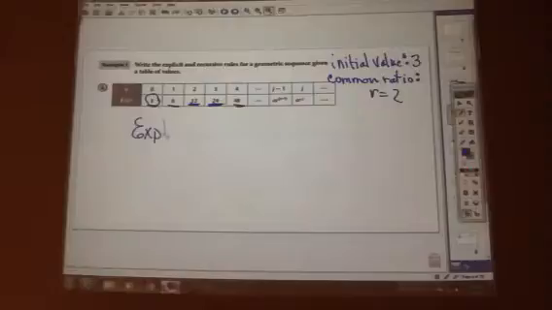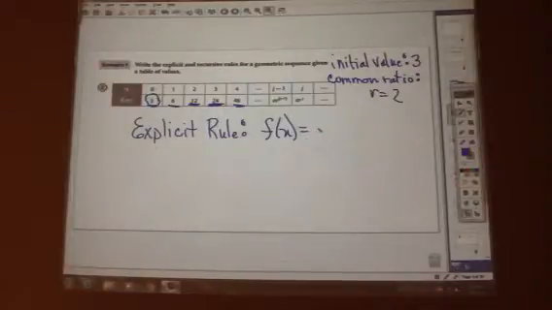Explicit rule. You're going to write the explicit rule next. F of n equals A. What is A? 3 times R, 2 to the n power.